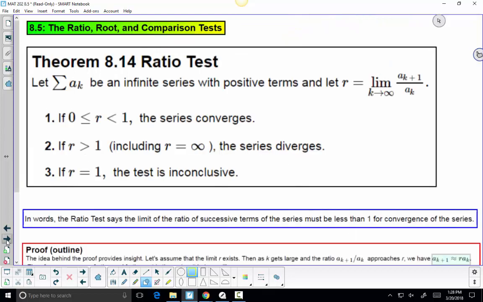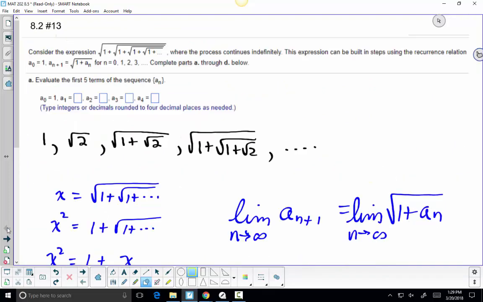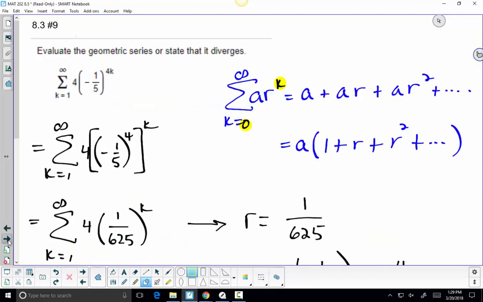All right. Oh, do we do 3 problems already? Did we do 3? Oh, yeah. All right, let's top ratio test.